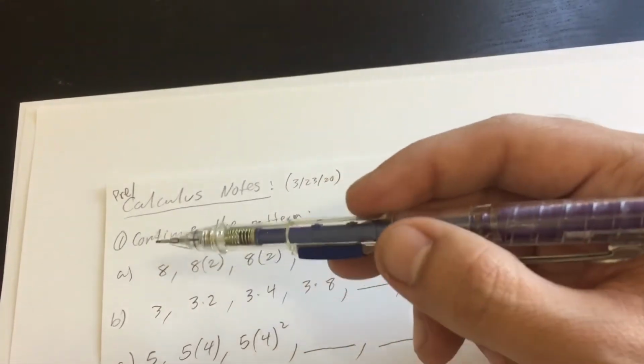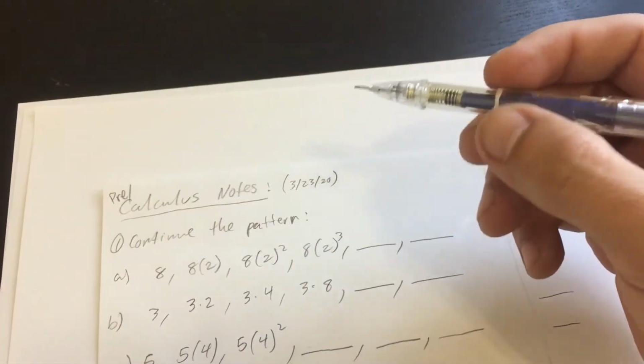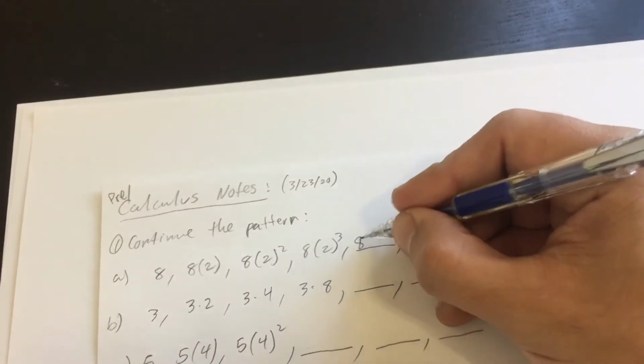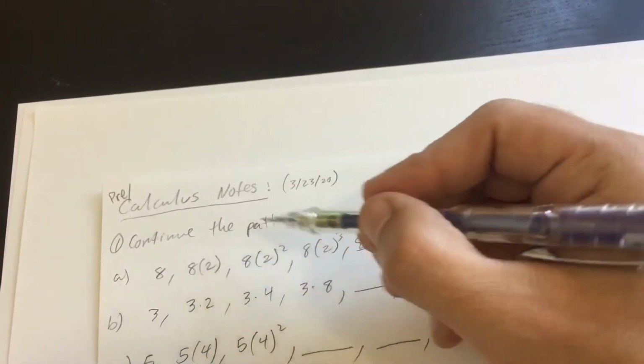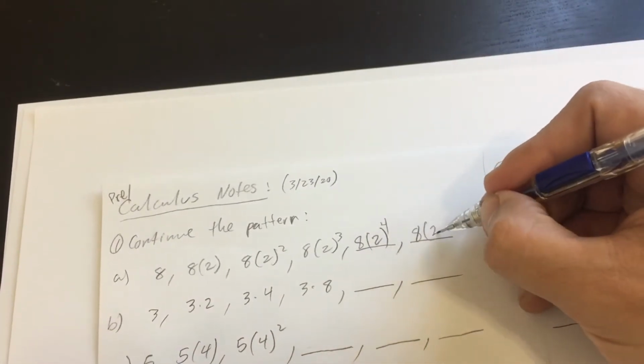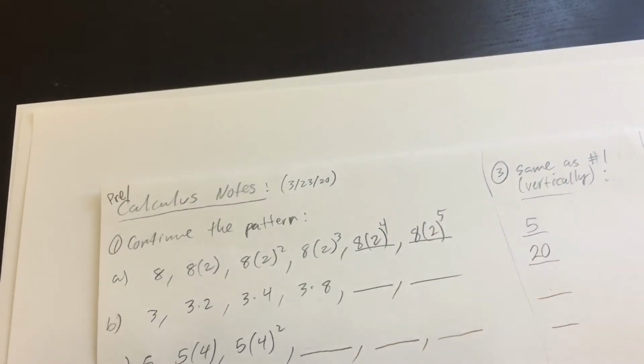So number one, A starts with A. A times 2, then A times 2 squared. What would be the next term? A times 2, what's increasing? The exponent, and the exponent is 4. So the next one is A times 2 to the what exponent? 5th.